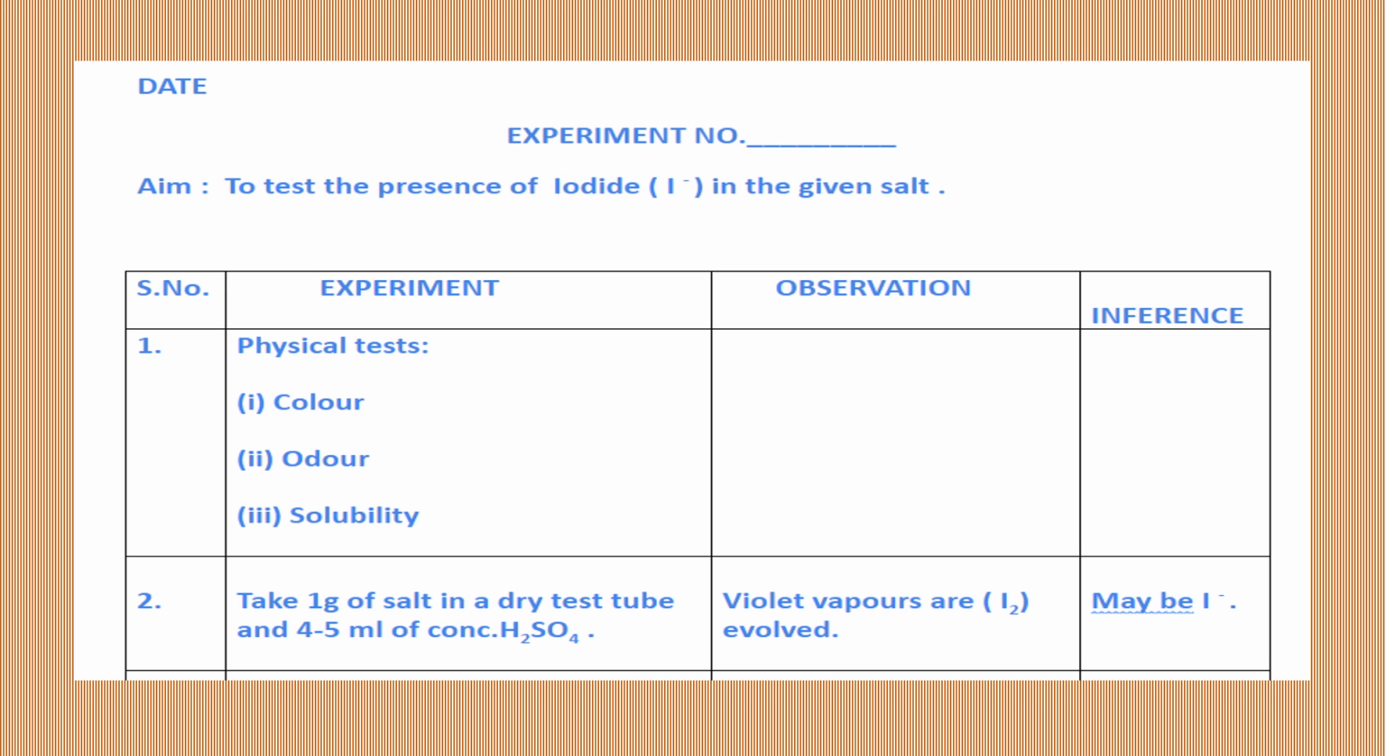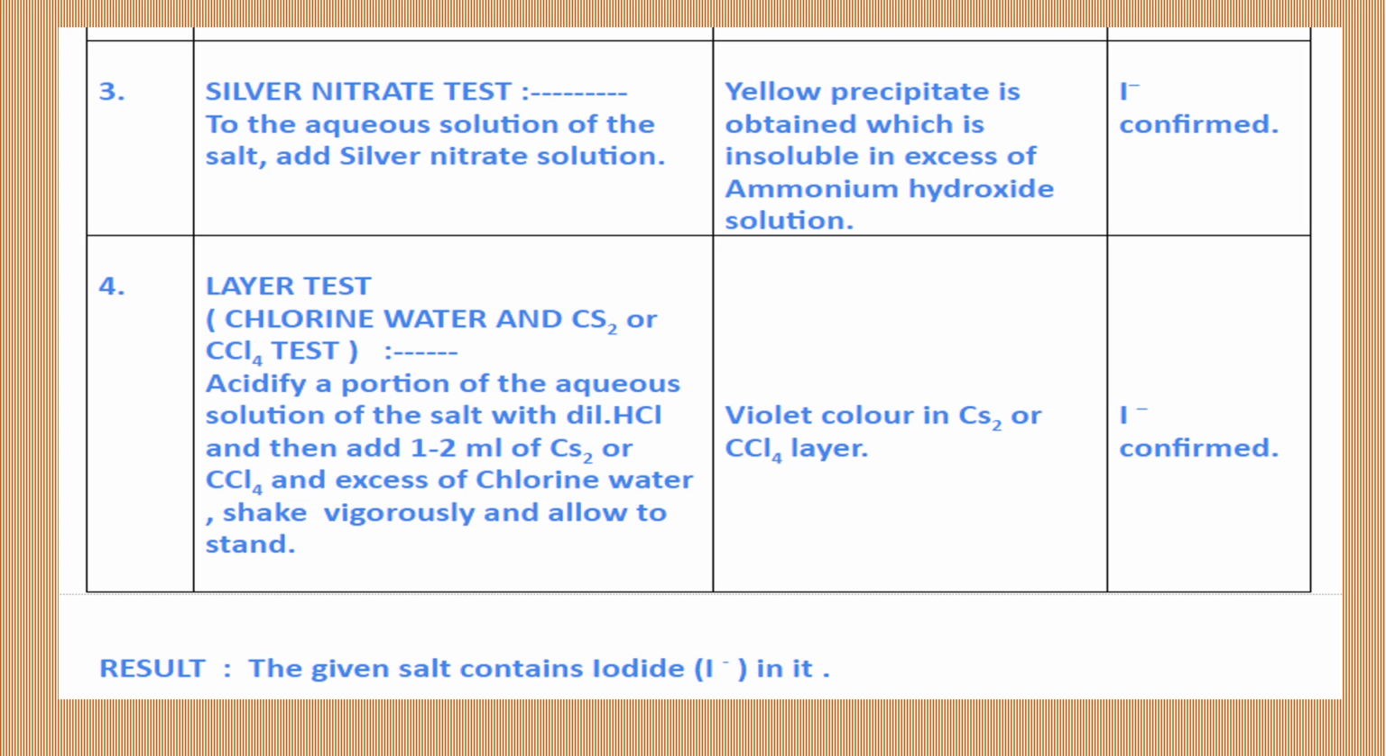And the next experiment, experiment number 7, is to test the presence of iodide in the given salt. Physical test: take a small quantity of the salt in a test tube and add concentrated H2SO4. You'll get violet vapors here, which shows it may be I minus, and then I'll confirm it. I'll carry out the silver nitrate test.